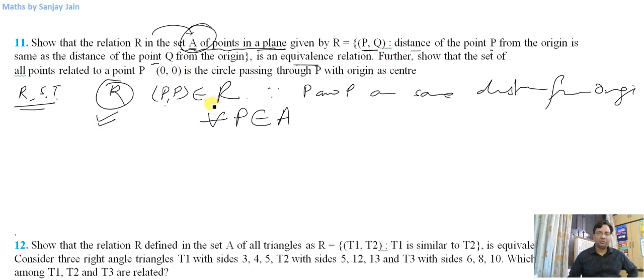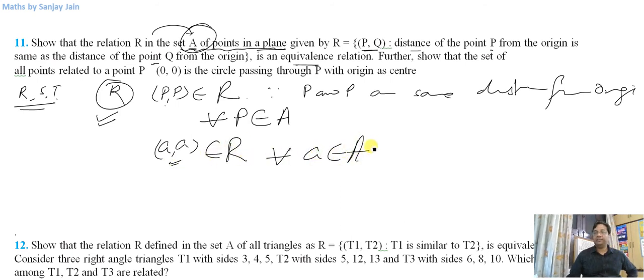Or, if you are comfortable with this notation, you can write that A comma A belongs to R for all A belonging to this set A, because any point is equidistant from the origin as itself, right? You can write it like this also. So I have taken care of reflexivity.